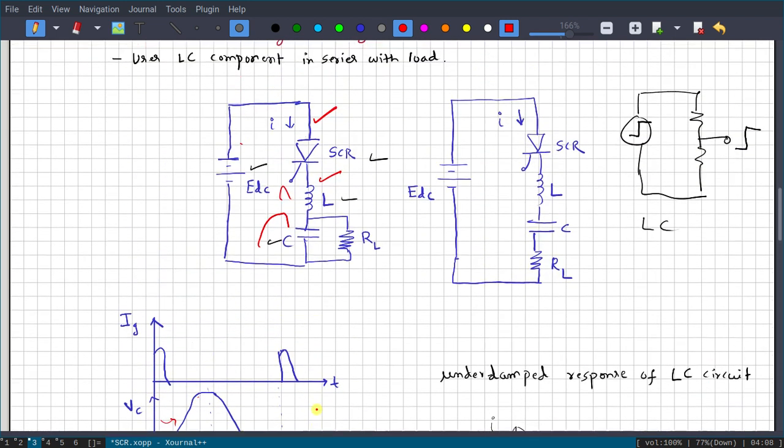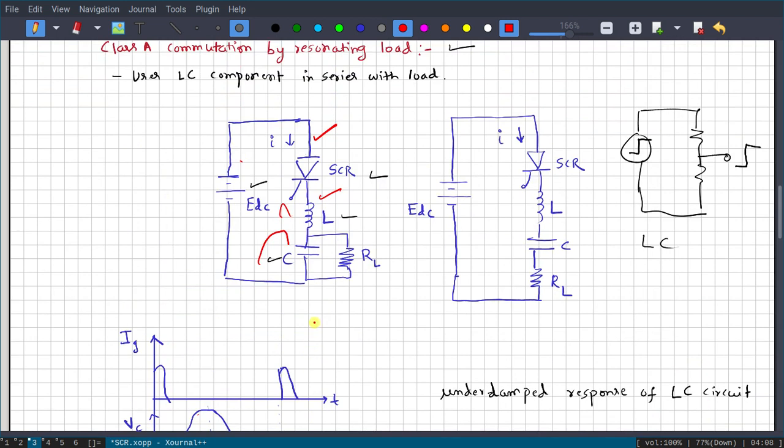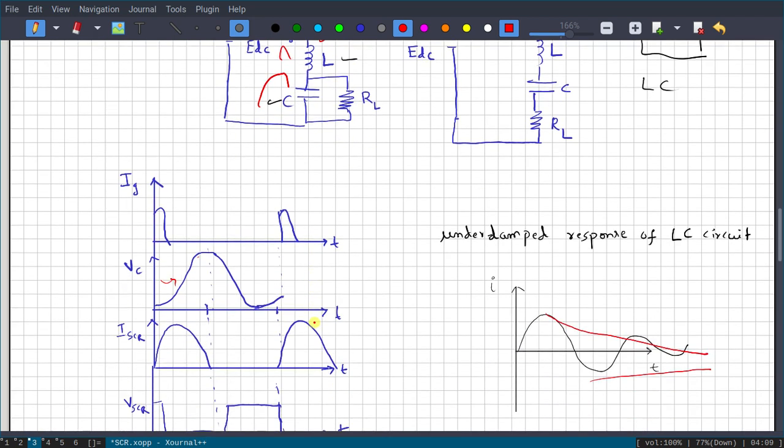So how are we turning off an SCR though we are using a DC voltage? You use LC components and create a situation such that when a DC supply is applied, a current or voltage is generated which will have this shape, whatever is shown here. Why the circuit responds like this when L and C are there, you will understand in the next semester. For now, assume it can have this kind of waveform.